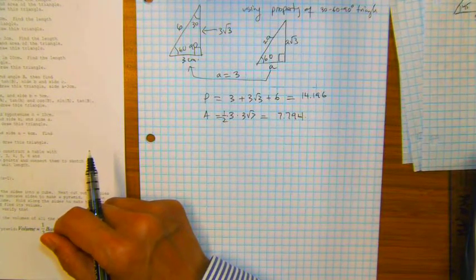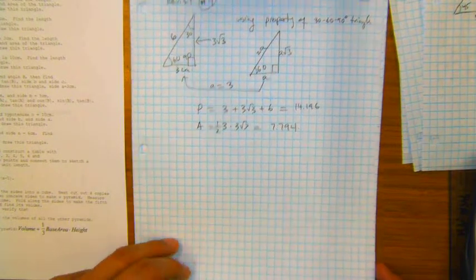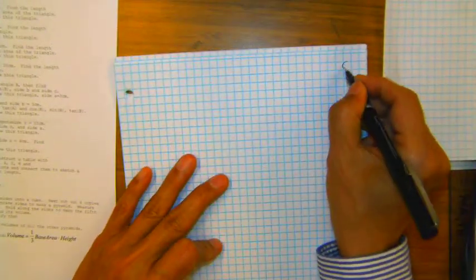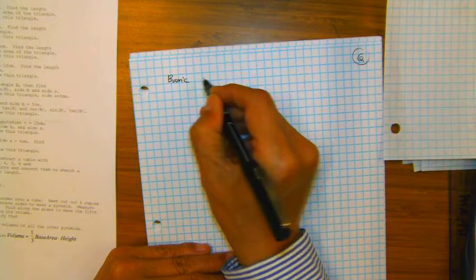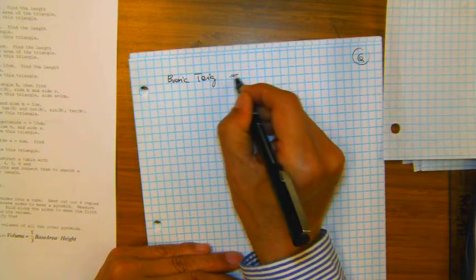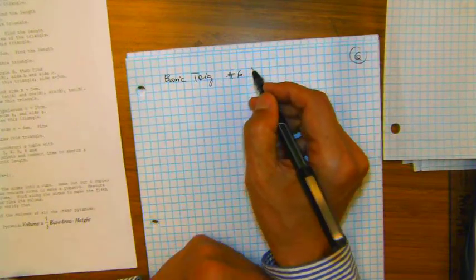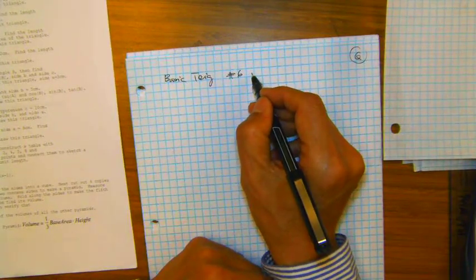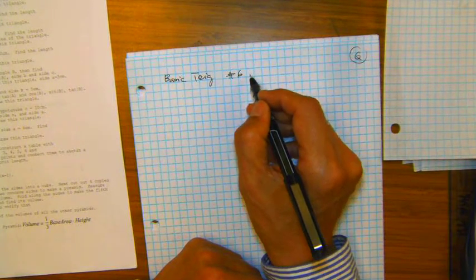All right, so numbers 6, 7, 8, 9 have to do with trigonometry. So basic trigonometry. Can I grade on the text? Numbers 6, 7, 8, and 9.